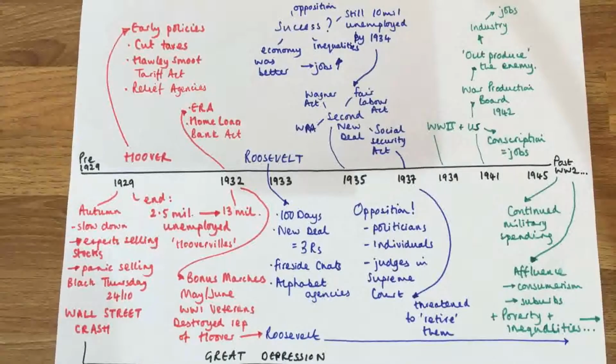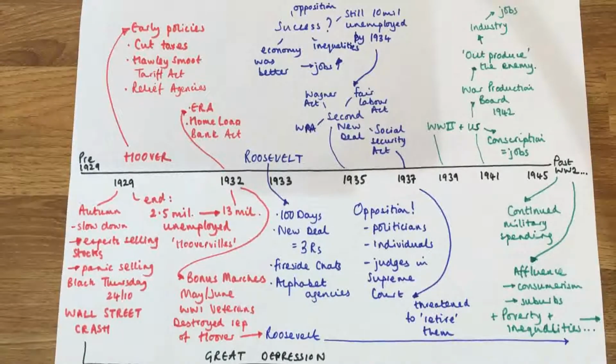Roosevelt was a Democrat, so it made sense that some Republicans were going to be against the New Deal. Some Republicans felt like the New Deal was going OTT, that it extended the power of the government. They felt that Roosevelt was acting in an unconstitutional manner, that he was using powers that he didn't and shouldn't have. Some individuals opposed the New Deal as well.